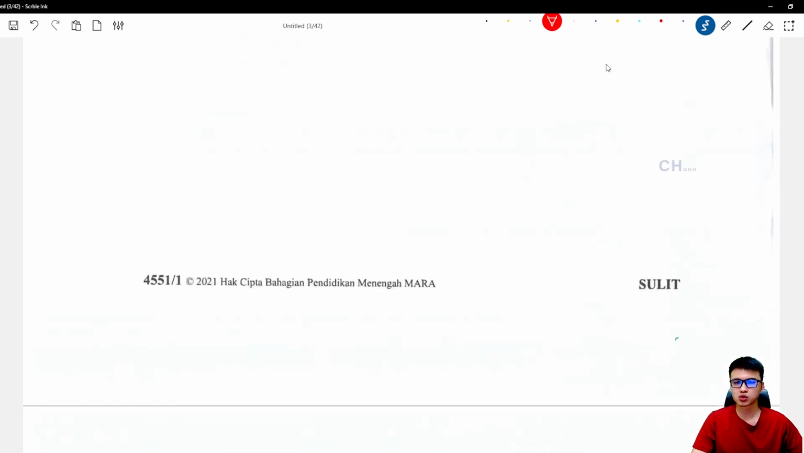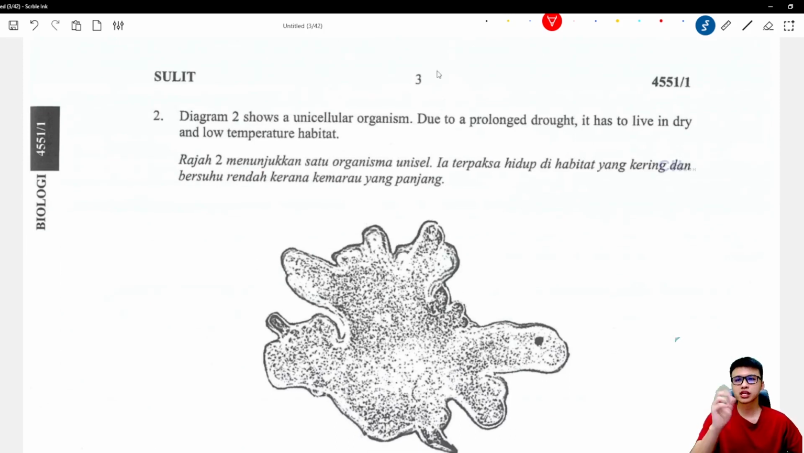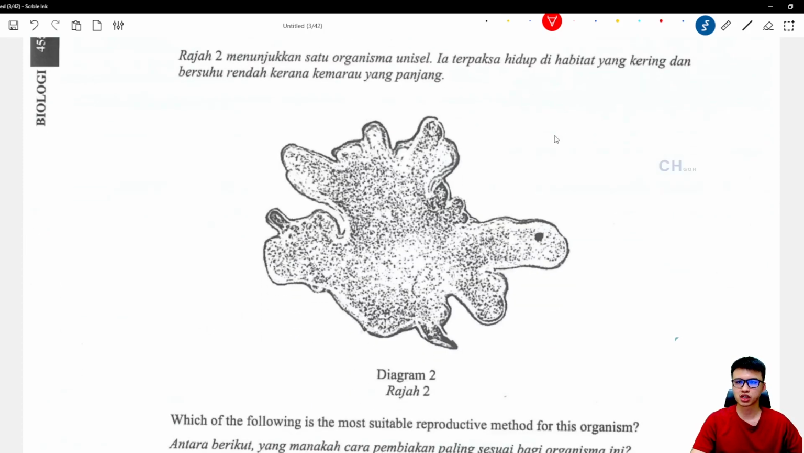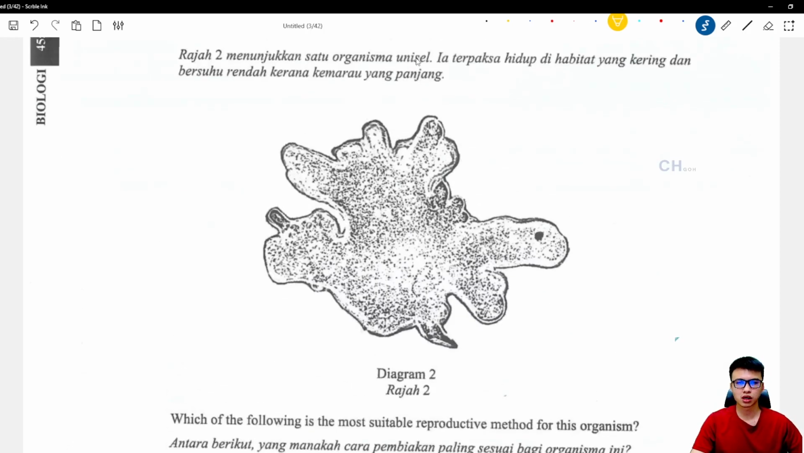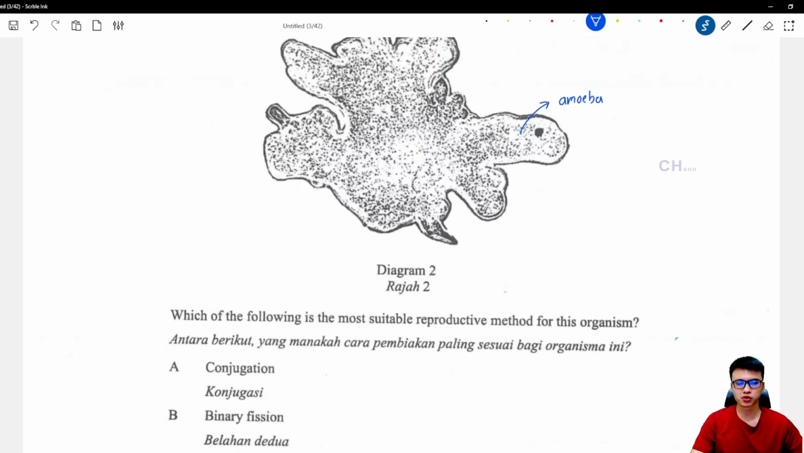Alright, so let's go to question 2. Diagram 2 shows a unicellular organism due to a prolonged drought. It has to live in a dry and low temperature habitat. So the key point here is the dry, low temperature habitat. From the diagram, I can see that this is actually an amoeba. Which of the following is the most suitable reproductive method for this organism?